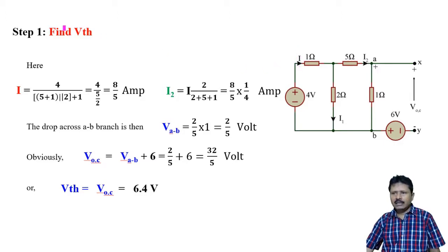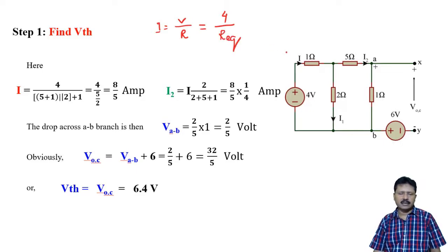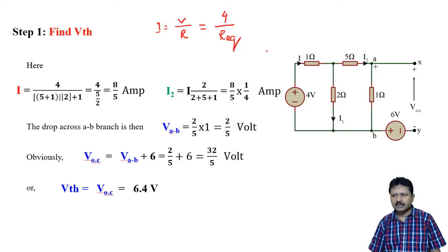How to find I? I is equal to V divided by R. Here V is 4 volt divided by whole resistance, meaning the equivalent resistance of the combination of resistances here. So we have to find the equivalent resistance of this combination. To find the equivalent resistance, we need to find which resistances are in series and which resistances are in parallel.